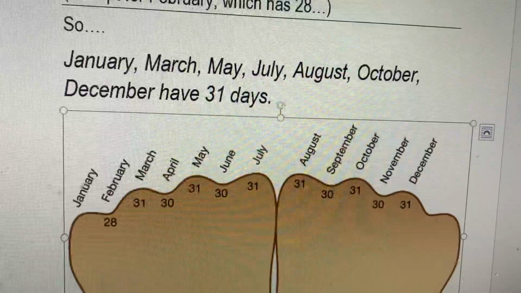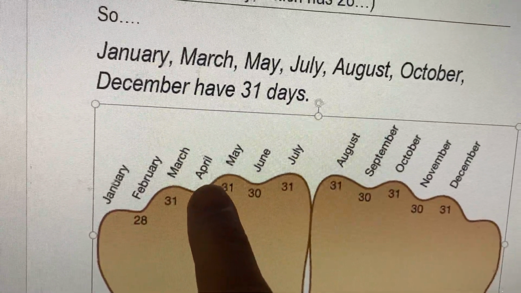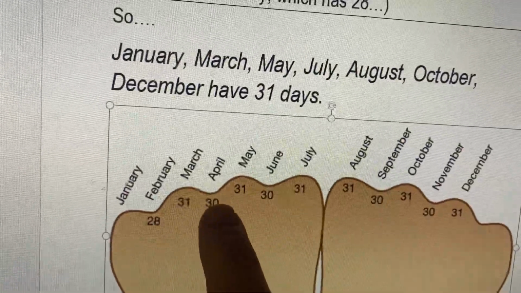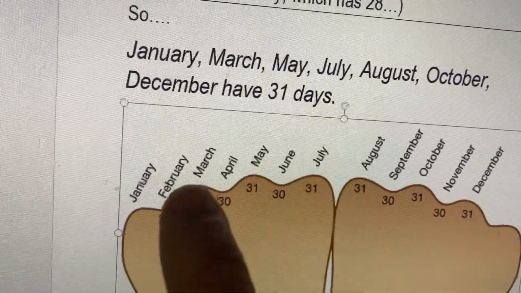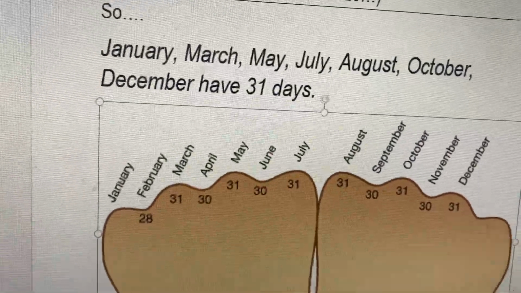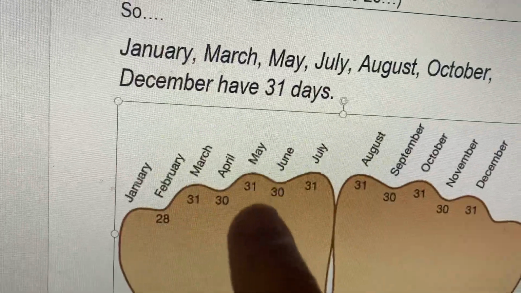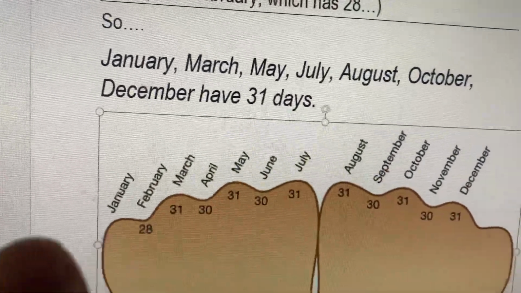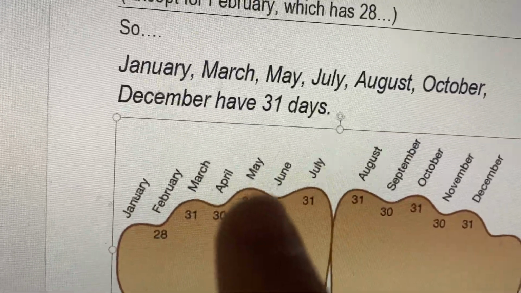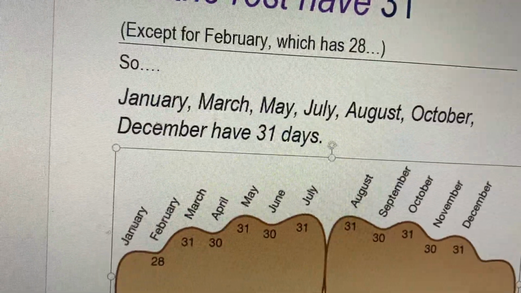So how many days are in April? 30 days are in April. January, February, March, April. How many days are in March? January, February, March. 31. How many days are in May? January, February, March, April, May. May has 31 days on a knuckle. And how about June? January, February, March, April, May, June. 30. And July and August have 31 and 31 together.